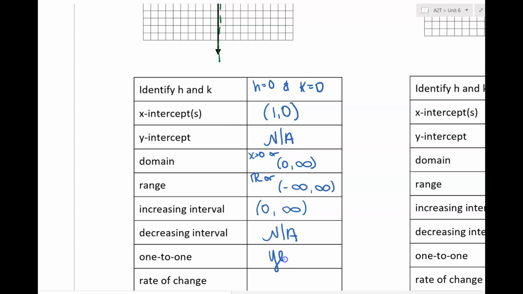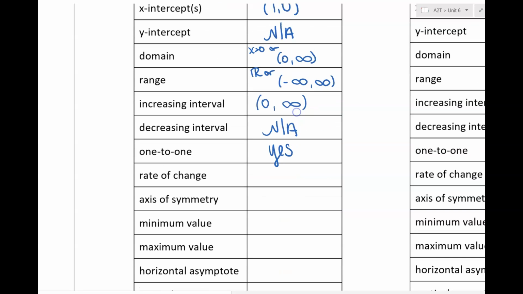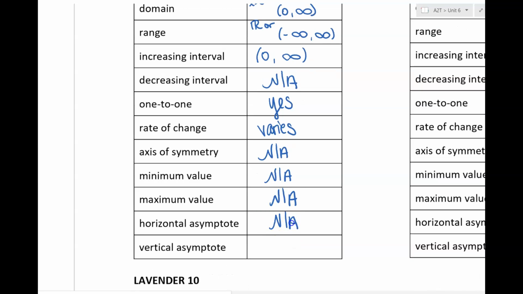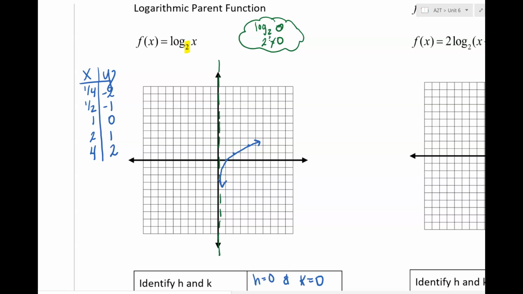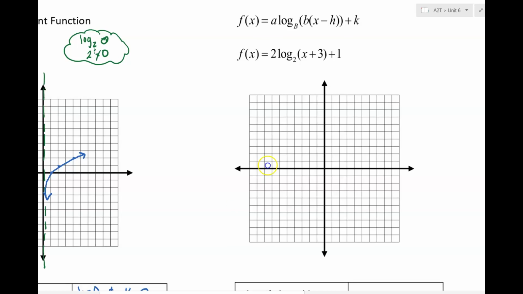Is it 1 to 1? Yes. For every x, there's one and only one y, and for every y, there's one and only one corresponding x value. Rate of change varies. This is not a symmetrical graph, so nope. There isn't a minimum or maximum value because it goes off to infinity in both directions. Horizontal asymptote, no, that's what its inverse had. Logarithmic has a vertical asymptote at x equals 0 if there isn't a horizontal shift, which we don't have for the parent function. Excellent. Okay, so now let's move on a little bit.